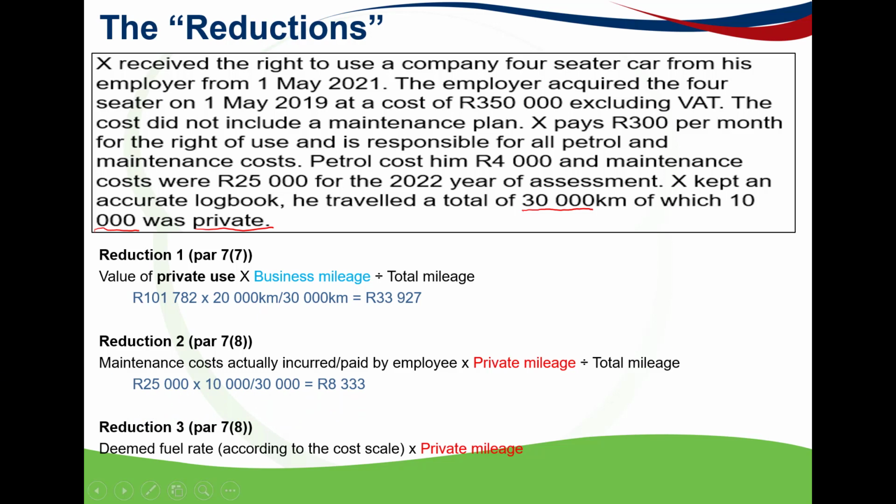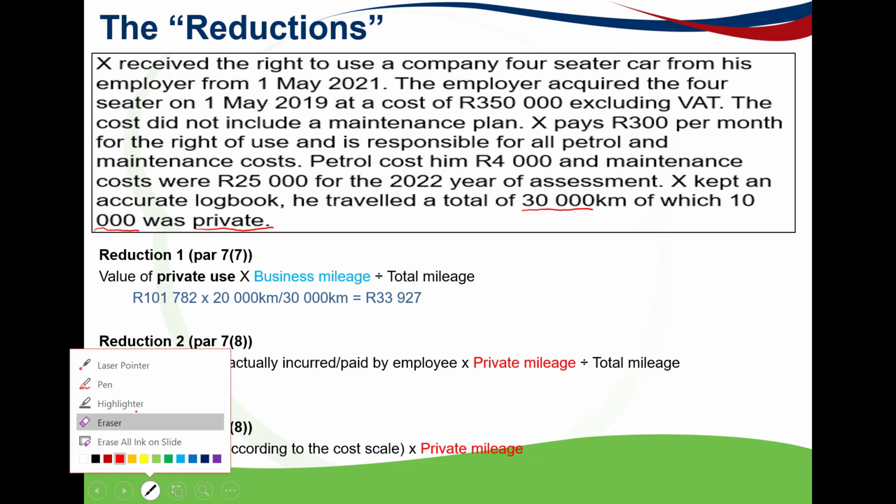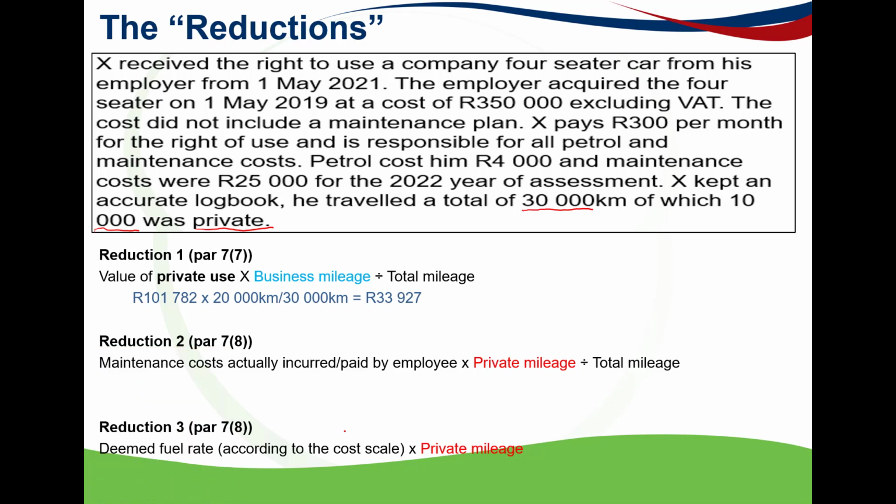The taxpayer traveled 20,000 kilometers for business use, and as a result, we will take our value of private use, which we determined in the previous slide, multiply that by 20,000 kilometers over the total kilometers, which is 30,000, and we would get to an amount of 33,927. In terms of the second reduction, remember this reduction can be either fuel, licensing, maintenance, and insurance.